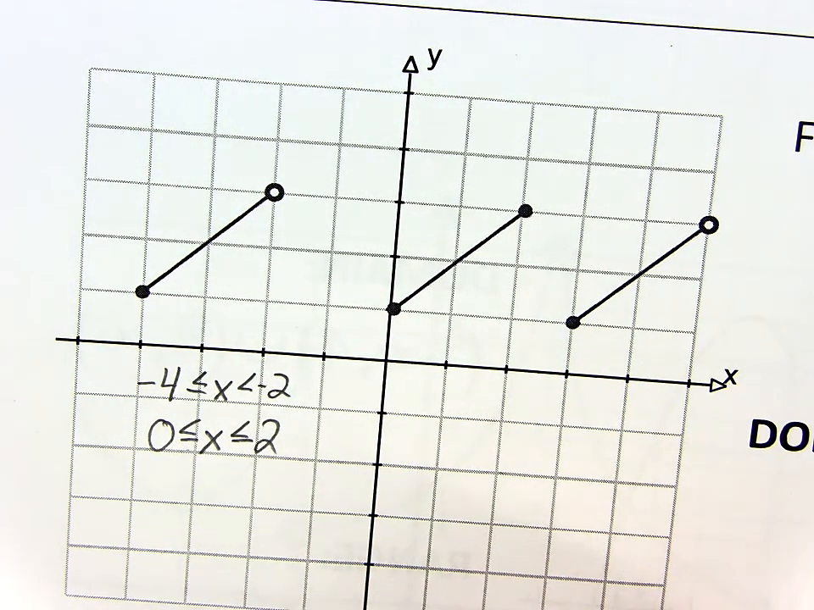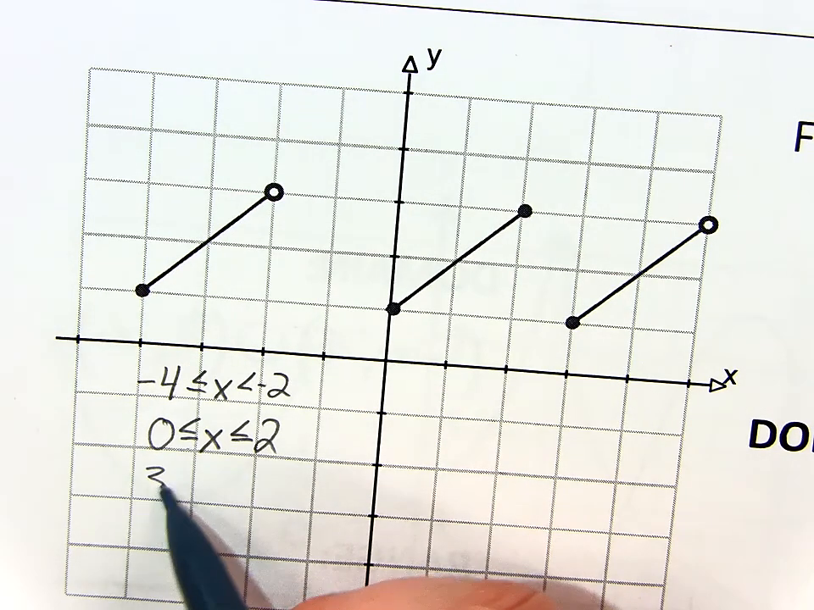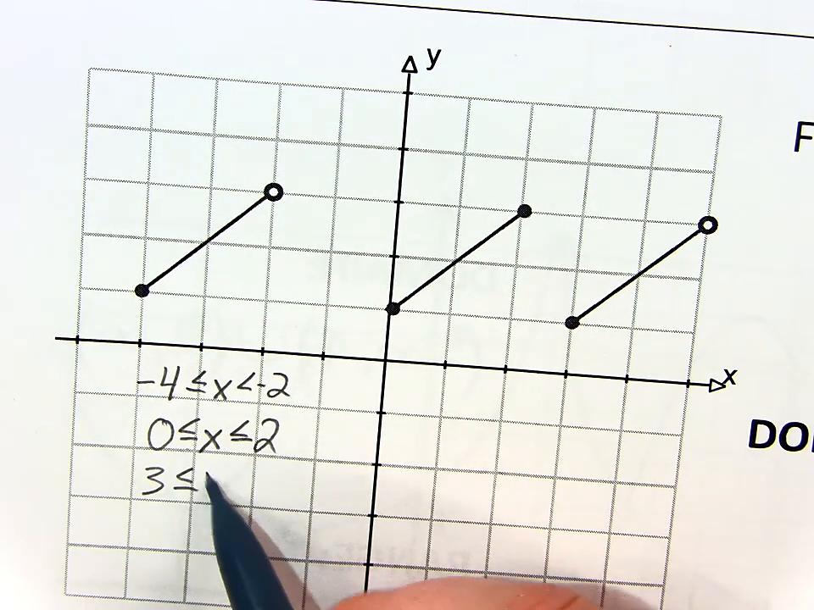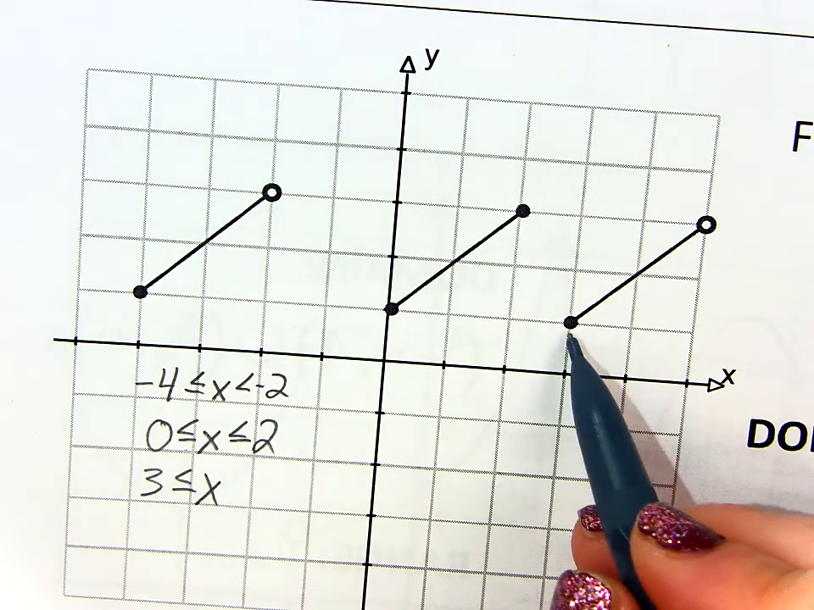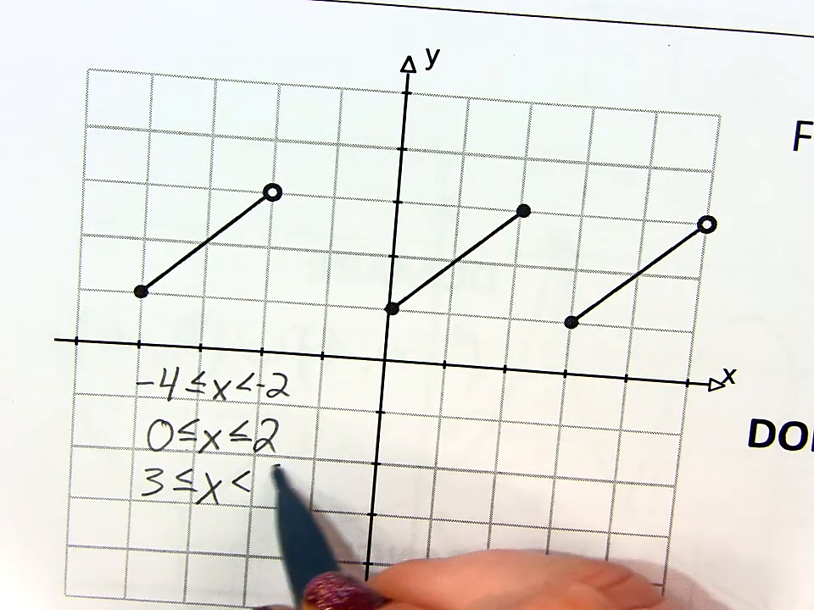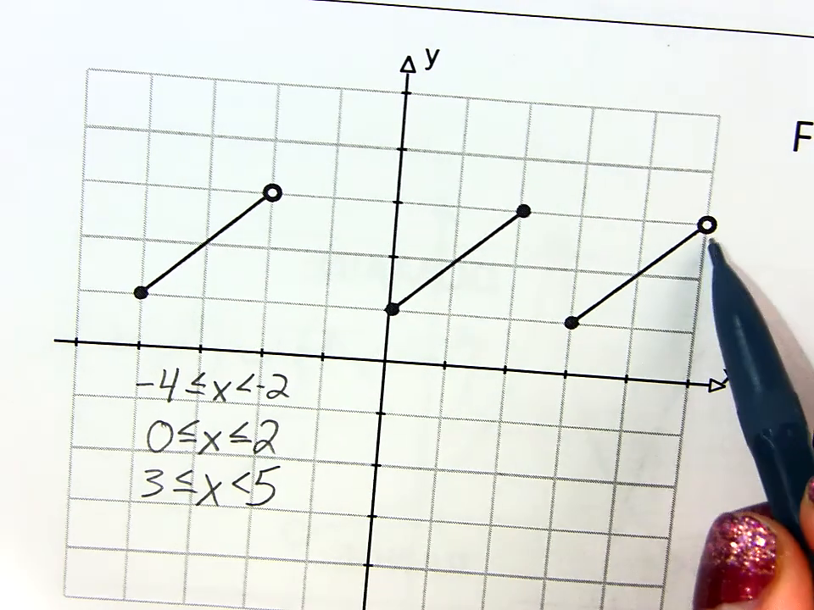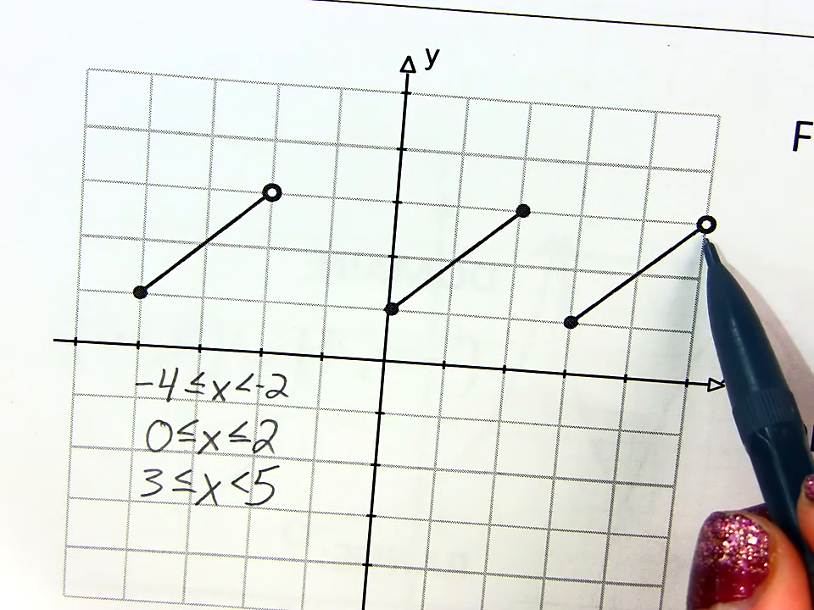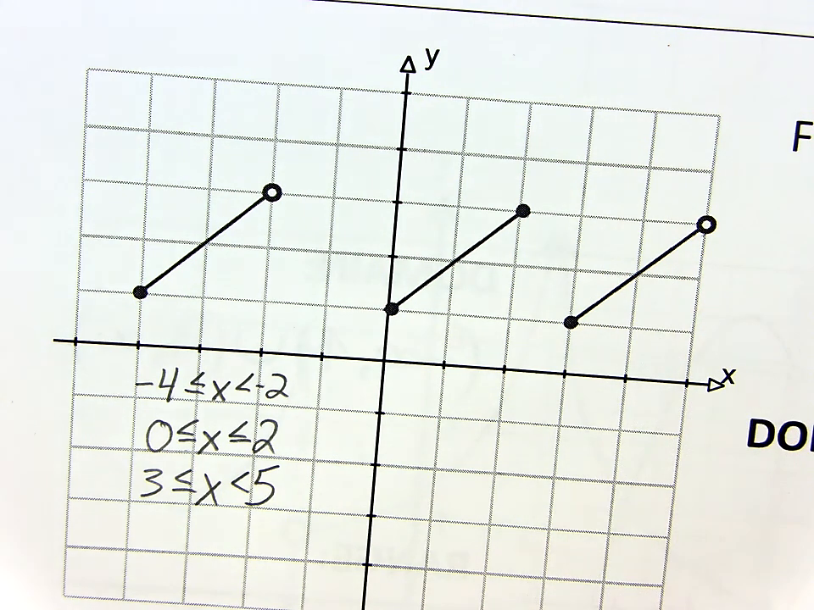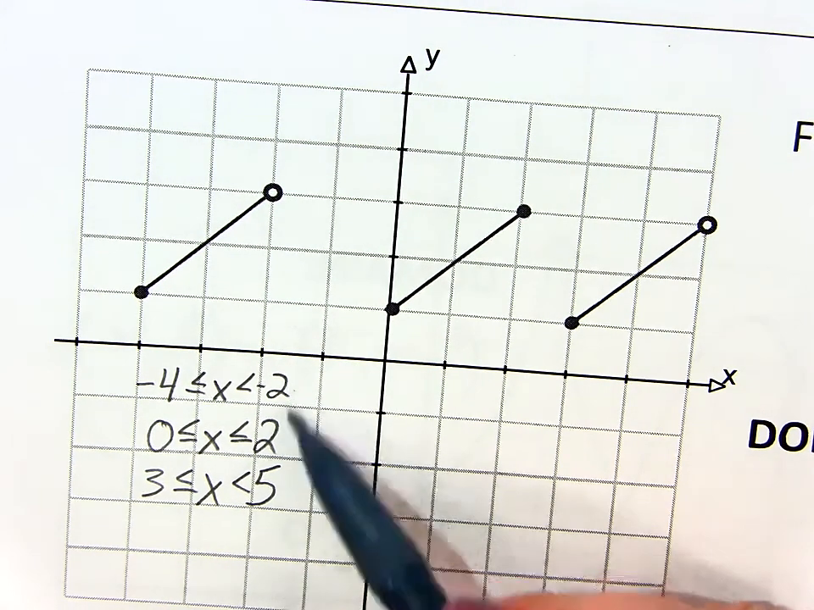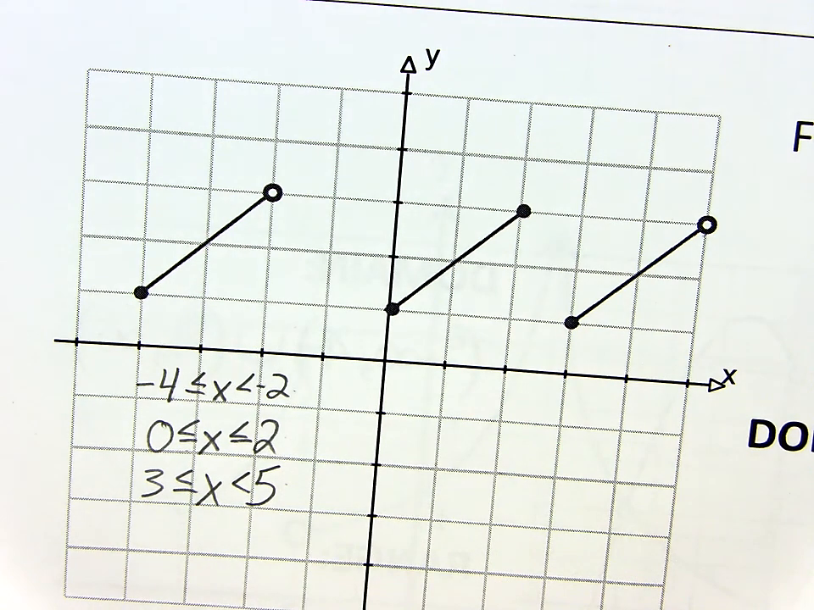And then this last piece would be that 5, right? Just like that, wouldn't it? That one has an open circle, so I don't want to include the 5. All right, now take a minute and see if you can write this in the new notation. Since I have these three separate pieces, I am going to have to use that union.